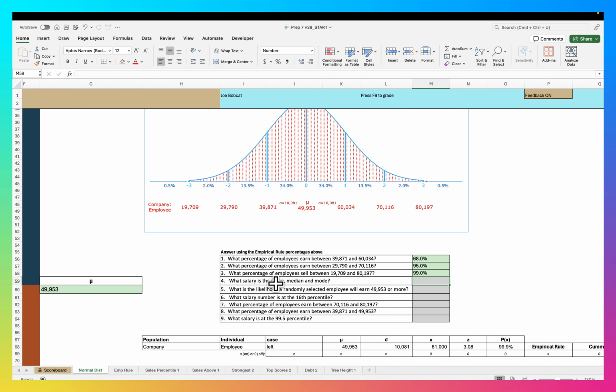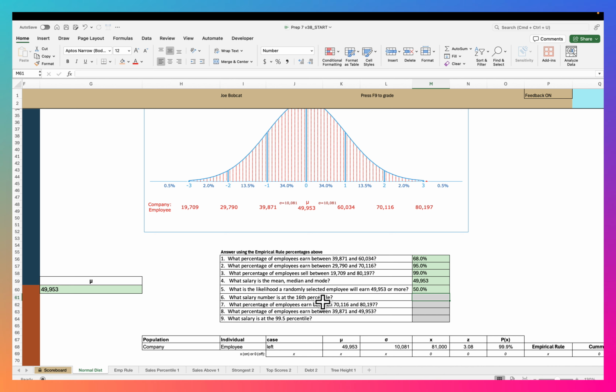All right. What salary is the mean, median, and mode? This is getting at the definition of a normal distribution. In a normal distribution, the mean, median, and mode are all the same. So we know the mean, which is mu, 49,953. What's the likelihood that a randomly selected employee will earn 49,953 or more? Well, that's half the distribution. The distribution's symmetrical, the whole distribution is 100%, so it's going to be 50%.